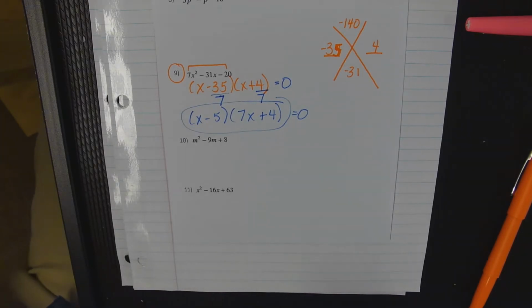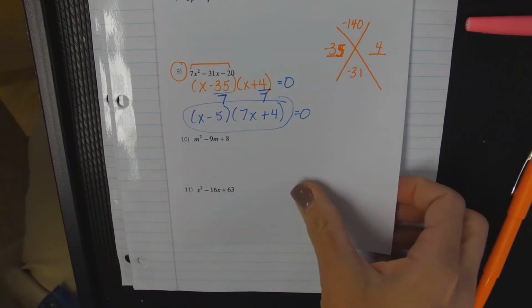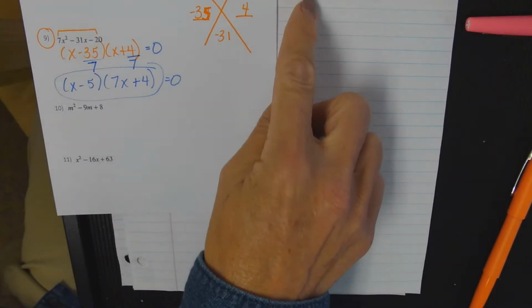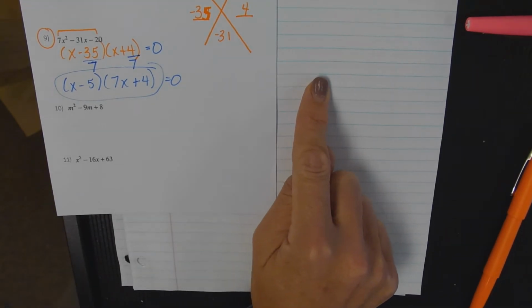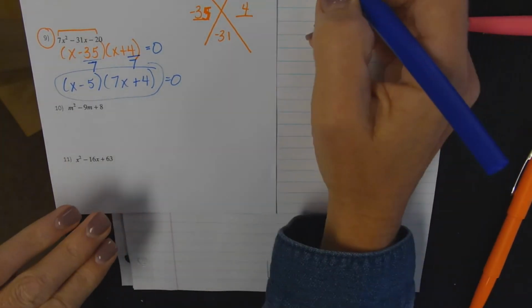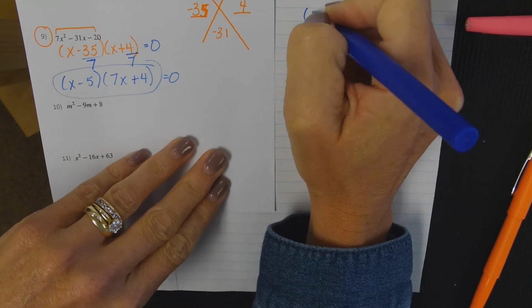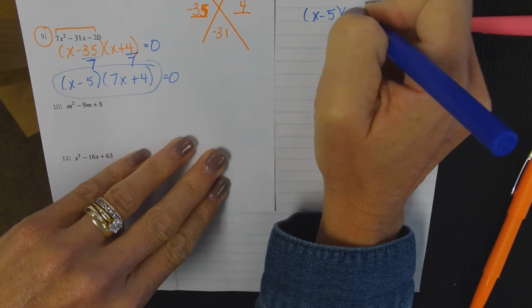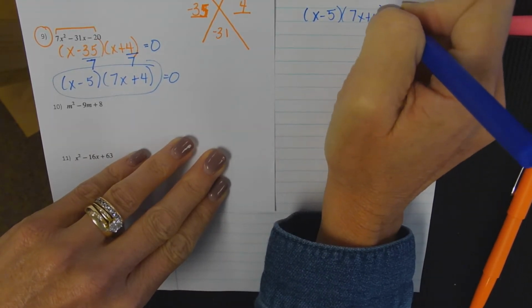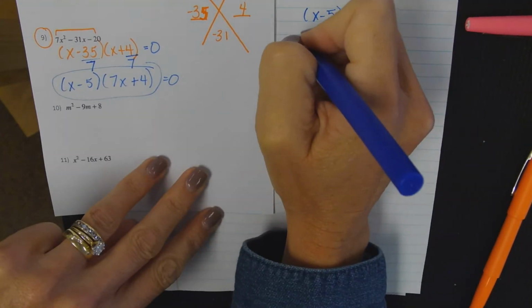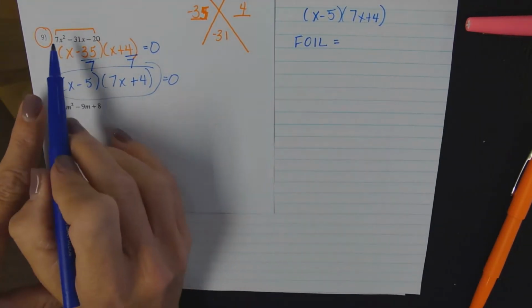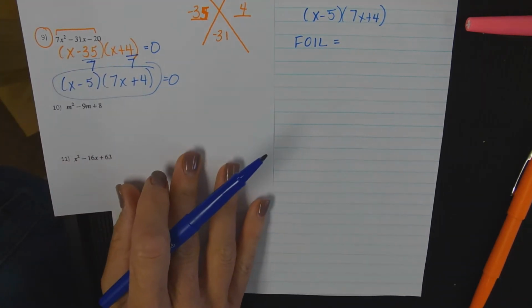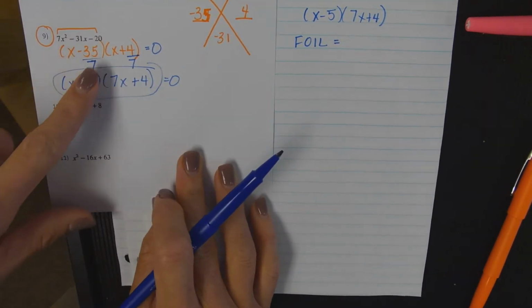So now I am going to use this. Is there room right there? About right here. Let's do FOIL and check. This kind of helps us with FOIL as well. So let's use FOIL to check our answer. We want it to be this, 7x squared minus 31x minus 20.